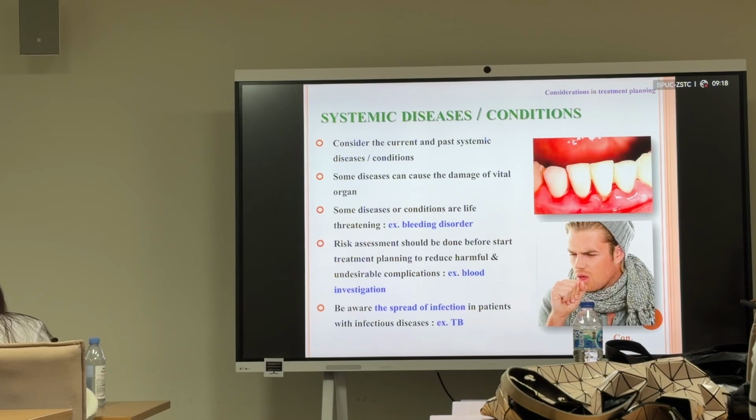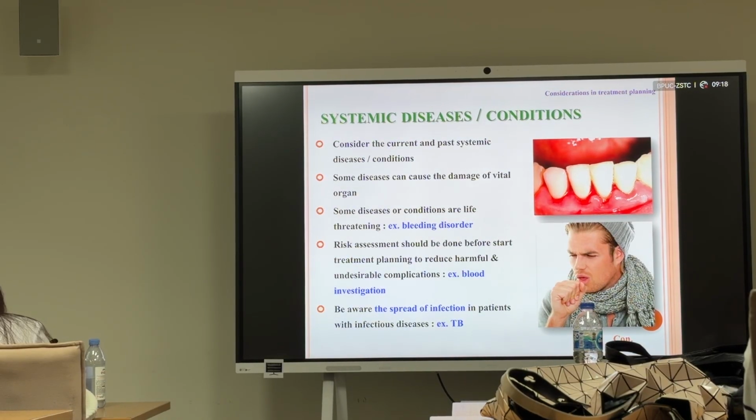Okay. Next, about systemic disease or condition. Consider the current and past systemic disease or condition. Some diseases can cause damage to vital organs. Some diseases or conditions are life-threatening, for example, bleeding disorder. And risk assessment should be done before starting treatment planning to reduce harmful and undesirable complications.